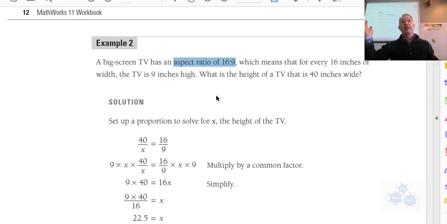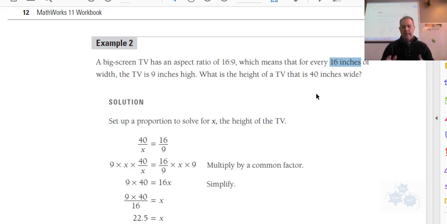Now, bigger TVs would be much bigger than 16, let's say, inches, right? They would be maybe 32 inches, or maybe 64 inches. Well, we could find out how tall they are because of the math that we're learning here. So let's see what this one says. A big screen TV has an aspect ratio of 16 to 9, which means that for every 16 inches of width, the TV is 9 inches high, what we just explained. So what's the height of the TV that is 40 inches wide?